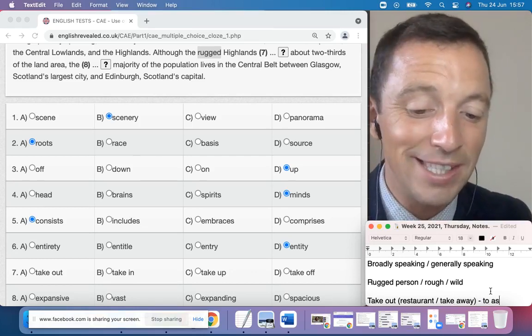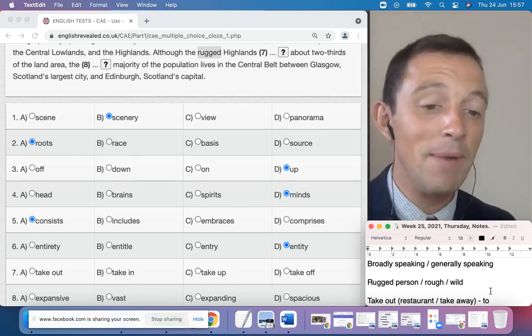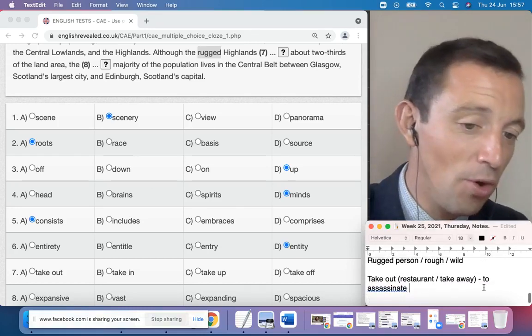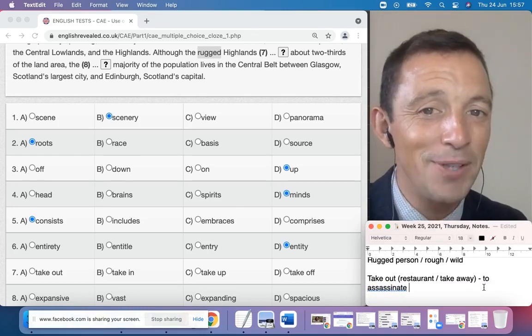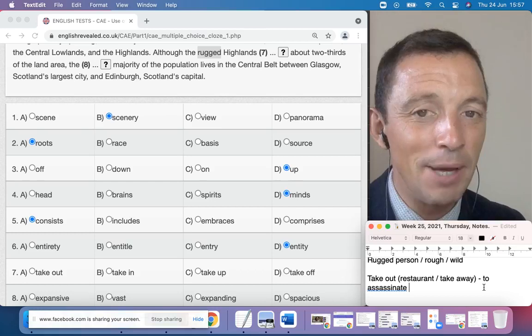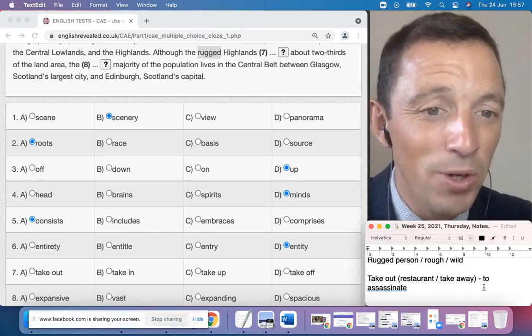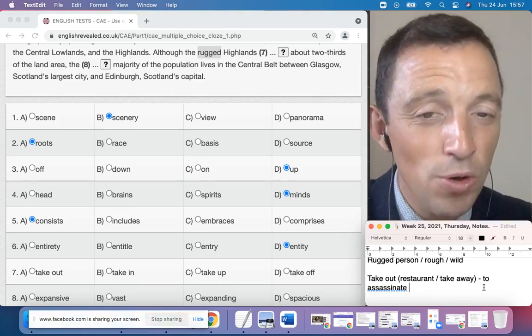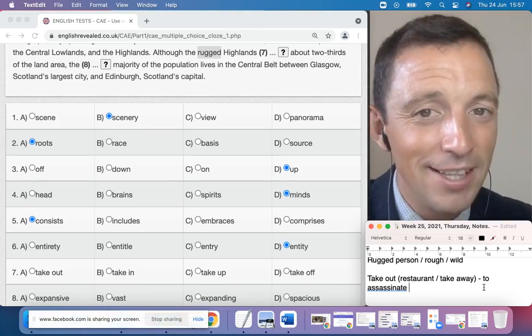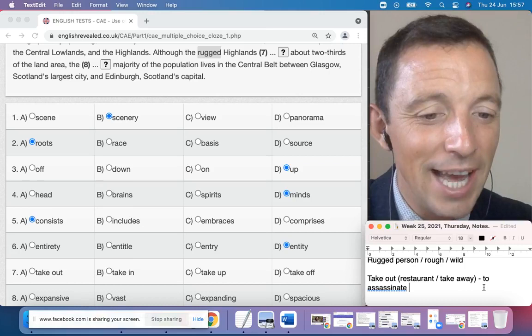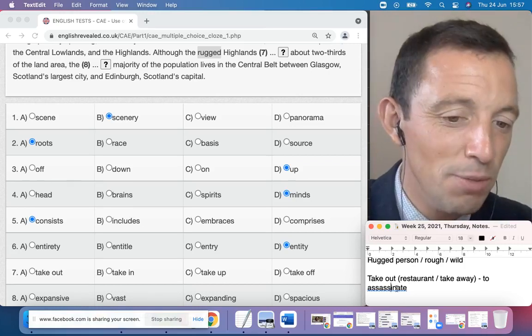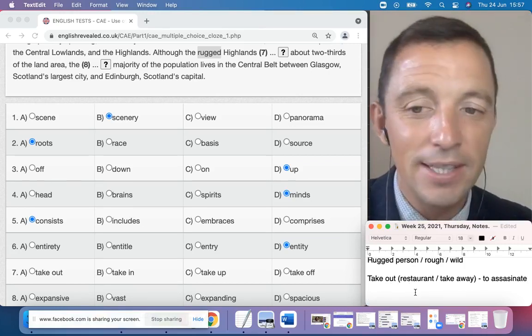Also, it's like to assassinate. So in the military, in the army, or in other situations, if you take out a person, it really means maybe to assassinate, to kill, or it could be in a sporting situation to remove the player from the game. It's very cynical. So to take out is to assassinate or to remove, I think, from the situation. Okay, so that is important.